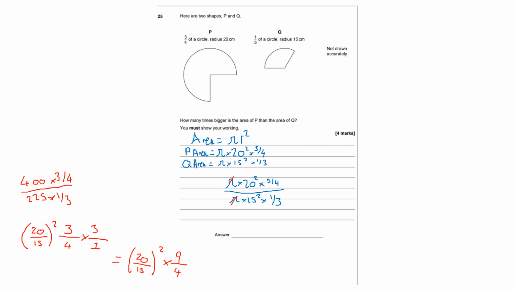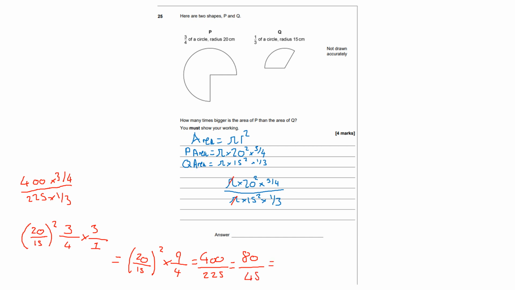So let's think about this then. 9/4 and 20 over 15 squared. So let's go back now to the full numbers, 400 over 225. Let's simplify this down first. So what can that equal before we times it by 9/4? So 5 goes into both of them. It goes into 400 80 times, and it goes into 225 45 times.